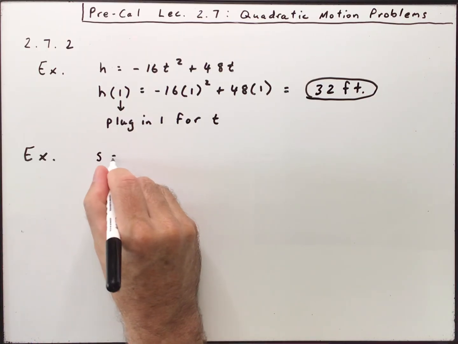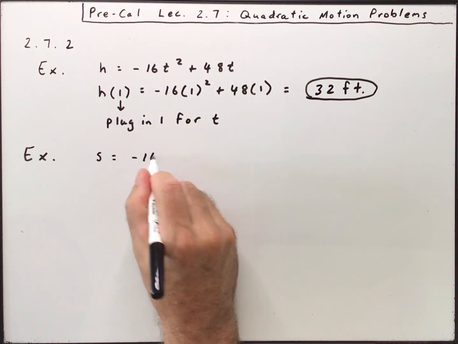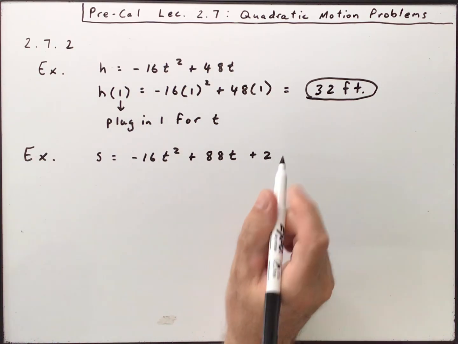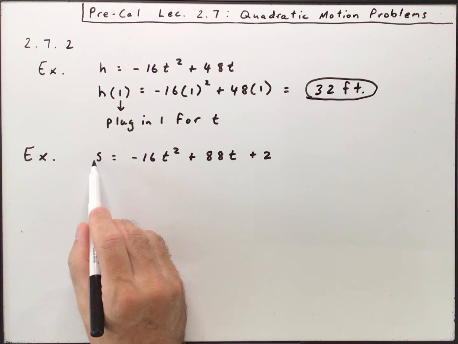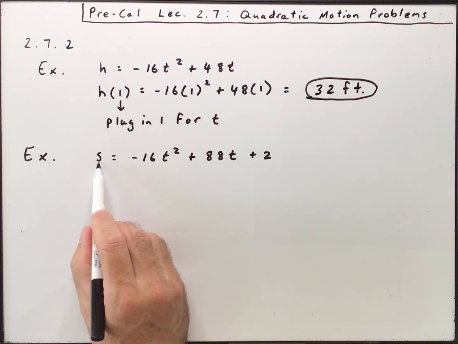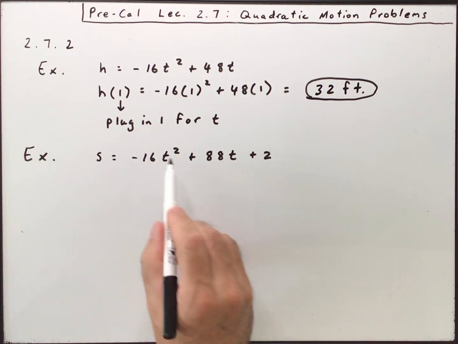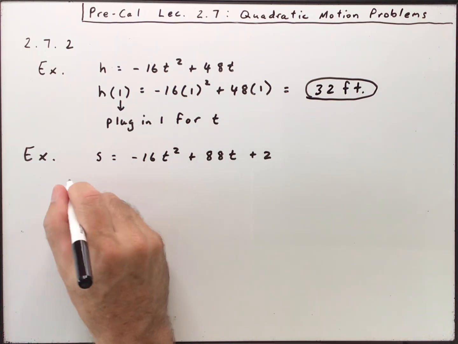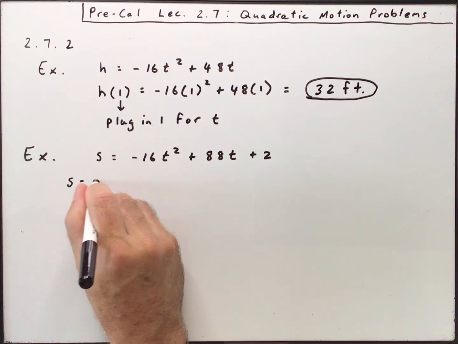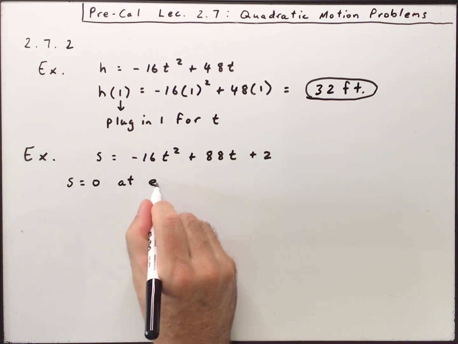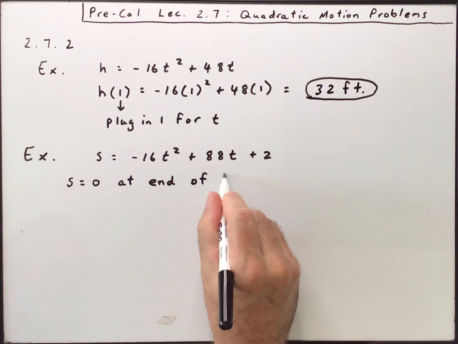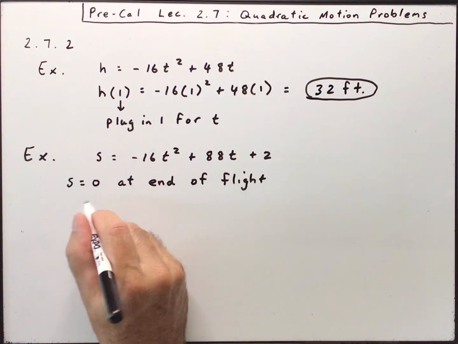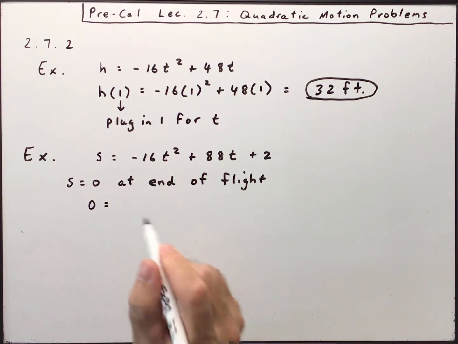Okay, so we have s is equal to negative 16t squared plus 88t plus 2. So what this is saying is the height of the book, or the position of the book, really, but it's the height of the book, is equal to this equation, and you just plug in a time. At what time? Now, what's the height of the book at the end of the flight? Well, it's going to be 0 because it's going to be on the floor. S equals 0 at end of flight. So we want to know how long is the book in the air. So we want to solve for time when s equals 0.